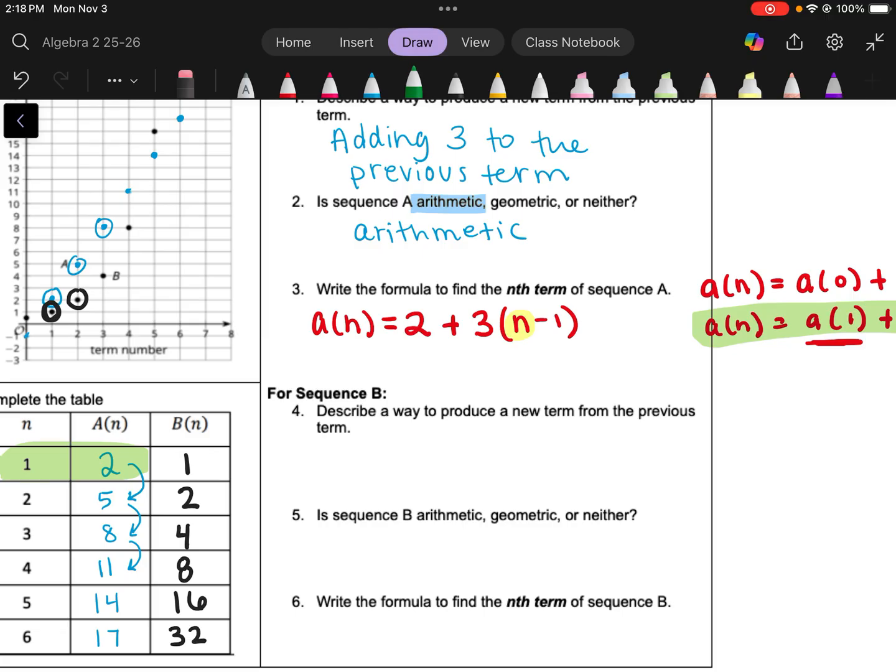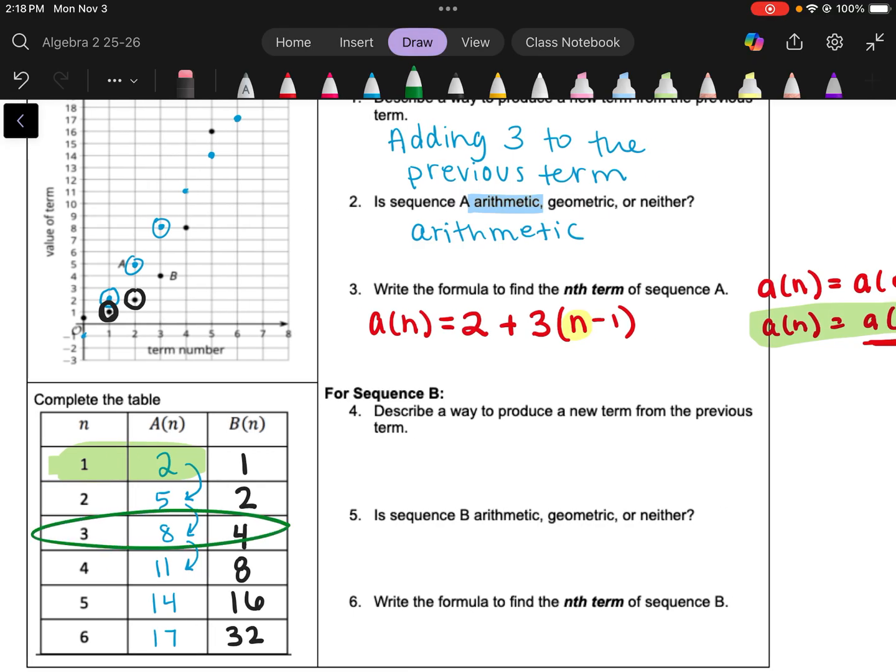So let's try one. Let's plug in 3. We should get 8 when we plug this in. If not, then we didn't write the right formula. So 2 plus 3 times, I'm going to do the third term, so n is 3 minus 1. Let's do the math there. That'll be 2 plus 3 times 2, since 3 minus 1 is 2. 3 times 2 is 6, plus 2 is 8. So you can see you have an 8 there. You could try another one and it should continue to work and produce the sequence for sequence A.